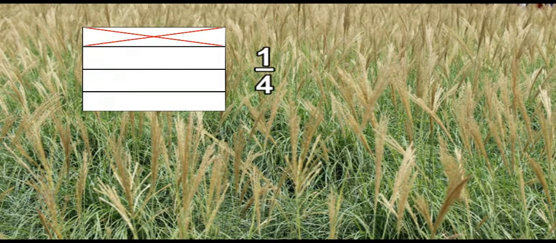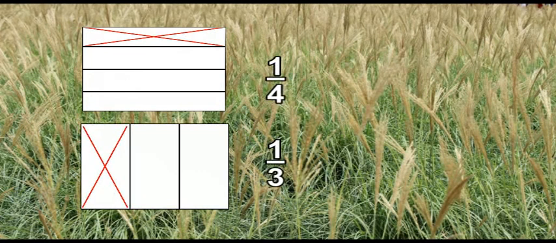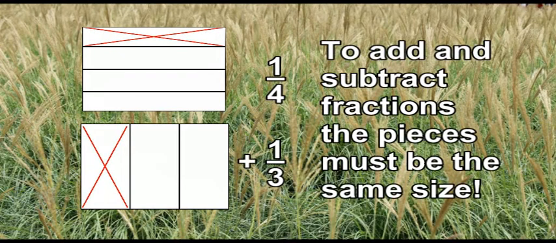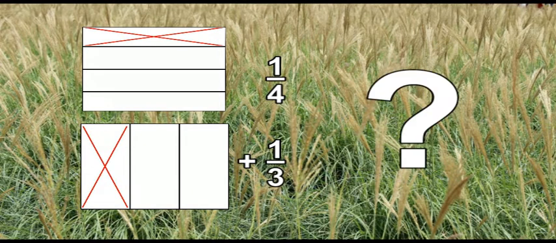Let's say you eat 1/4 of a cookie and your friend eats 1/3 of a cookie. How much of the cookies did you eat? To do this problem, we need to add the two quantities. But the key is when you add and subtract fractional quantities, the pieces have to be the same size. But how can we make the pieces the same size?